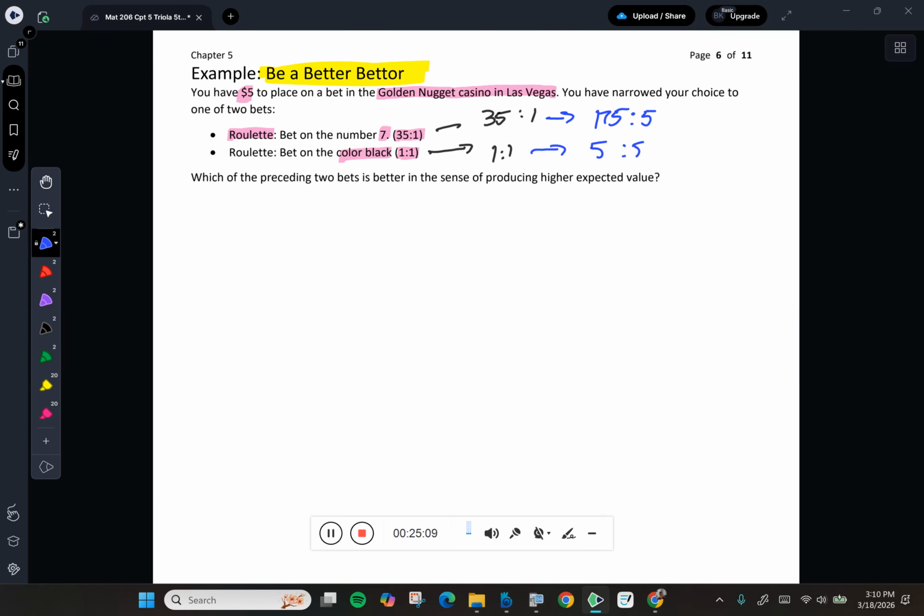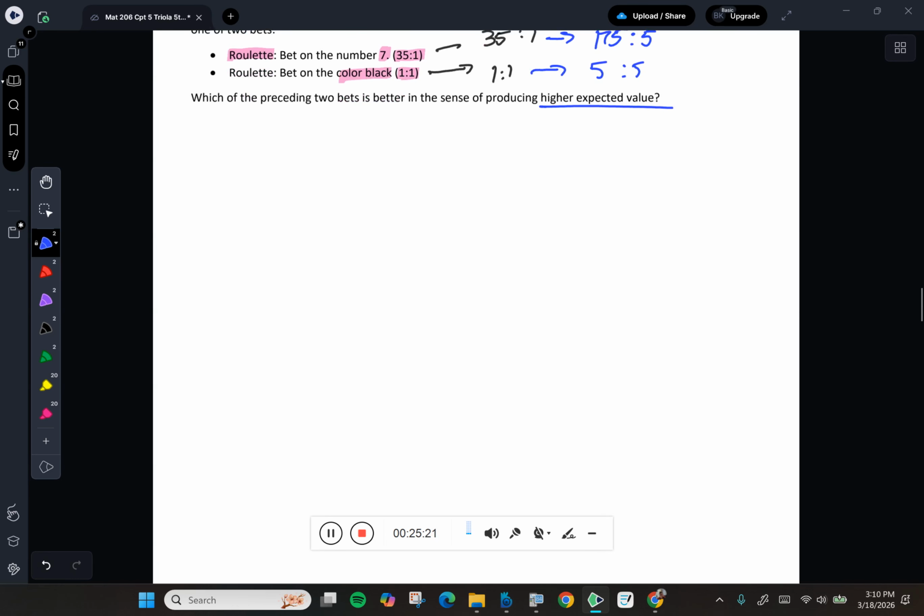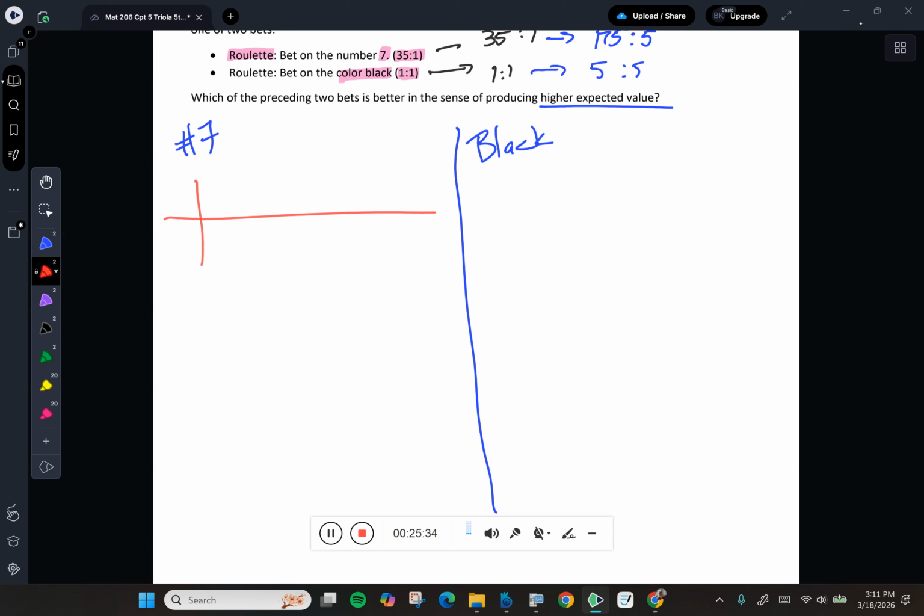Right? All right, so our job here is to figure out which one we should do. Which bet should we bet on? Which one has a higher expected value? All right, so I'm going to split my page in two. On the left over here is going to be betting on number 7. On the right over here, we're going to bet on the color black. I'm going to set up a little probability distribution over here for this. I have two possible outcomes. I'm either going to win or I'm going to lose when I bet on the number 7.